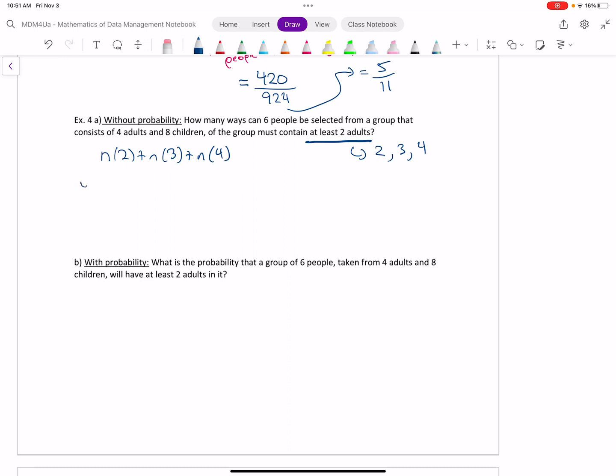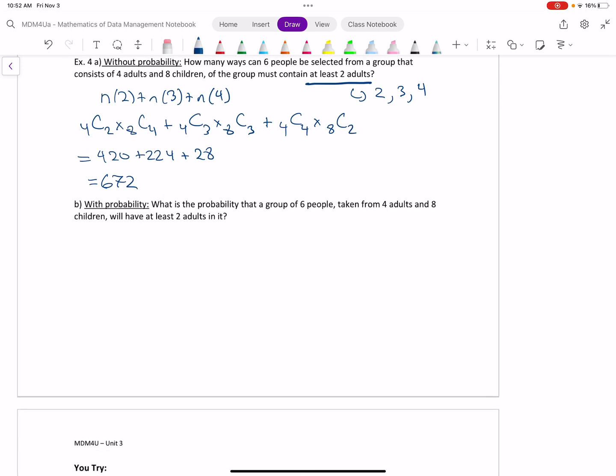So we go through that process. So 4 choose 2, the one we just did above, times 8 choose 4. And then see if you can get the other 2 here if you haven't paused already. But if I have 3 adults, I have 4C3. That means I have 3 children to make my group of 6. And then my last one, 4 choose 4 times 8 choose 2. And get these numbers here, 420 plus 224 plus 28, which gives me 672.